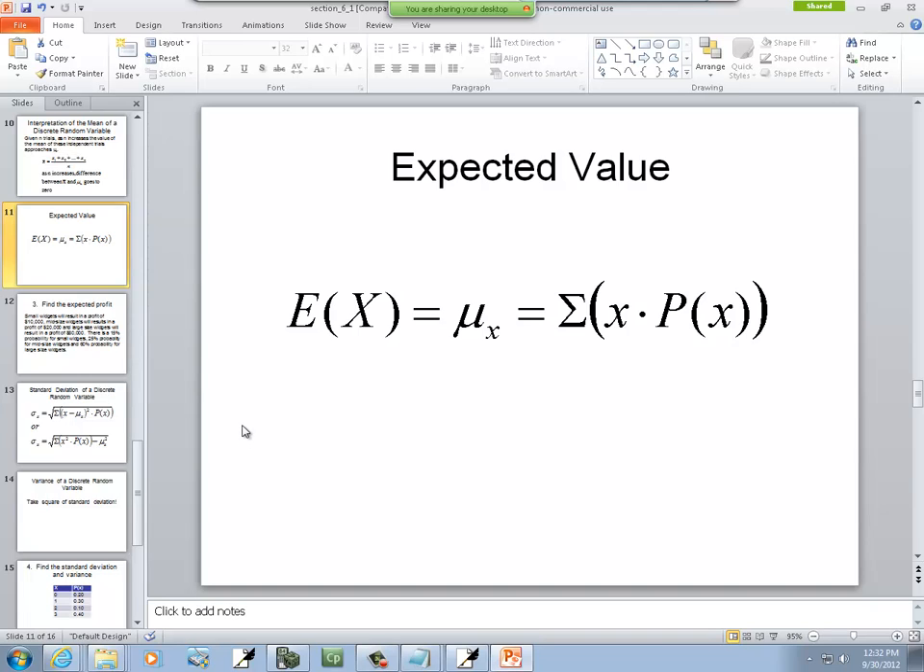Now, expected value. You hear this. They say, what's expected profit? What's expected sales? What's expected value? Whenever they're talking about that, they're talking about the mean, where you're taking your x values times their corresponding probabilities, and then you're adding them together. Now, x could be whatever you're referring to.